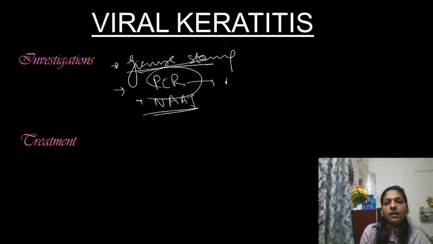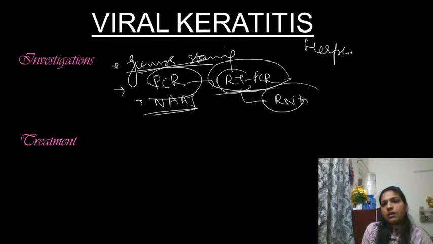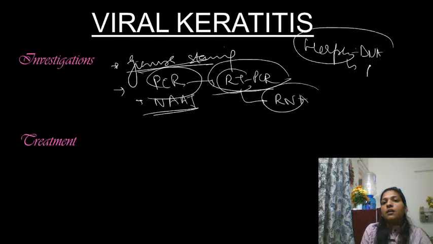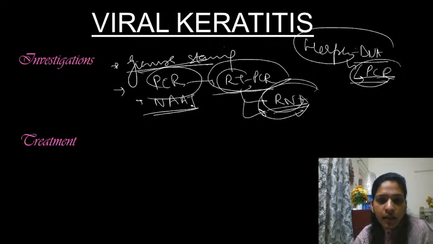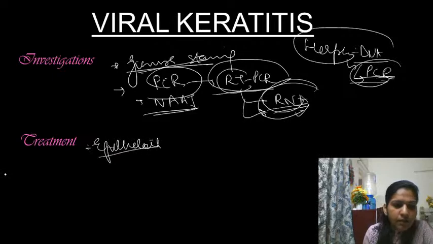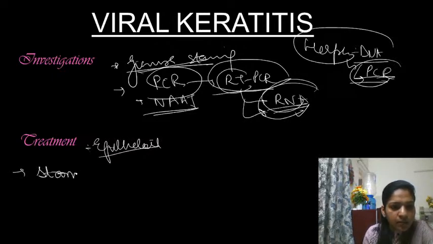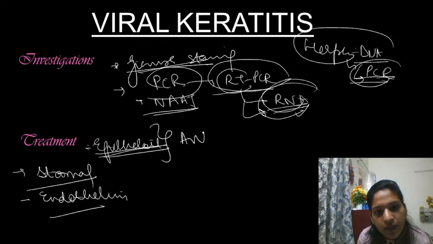PCR, RT-PCR, you have heard of it in COVID. It is reverse transcriptase for RNA virus, but herpes is DNA. So only PCR. In COVID we used to get RT-PCR done because that was for RNA. Herpes is DNA, so we'll only go with PCR. Nucleic acid amplification test. Fine. Treatment, I'll separately tell you the treatment for stromal, epithelial and endothelium. In epithelial we'll give antivirals.